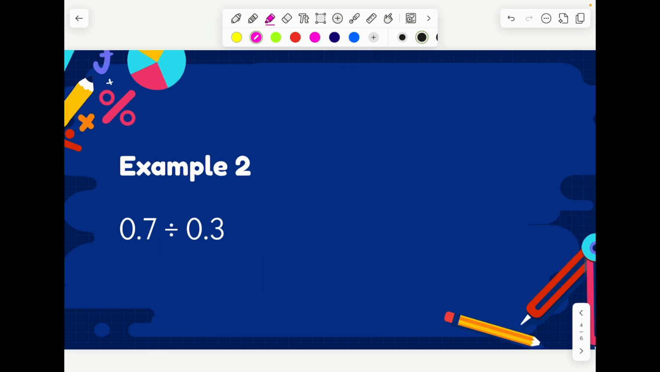Alright, next up we have this example. You can pause and try to do it yourself if you want to. Okay, so here our first step would be to move both the decimal points by one place, since this would get rid of them, giving us 7 divided by 3. And here we have to use long division.